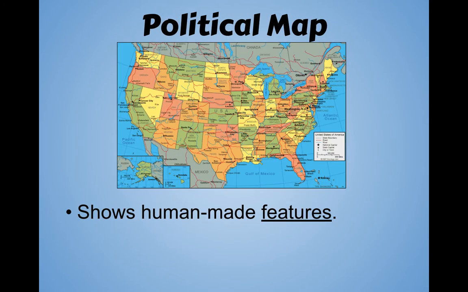Political map, this shows human-made features, okay? That would be cities, it would be states, it would be country lines. It has the rail system or the interstate system. It's got state capitals and things like that. All those are man-made things. So political maps show you man-made features.